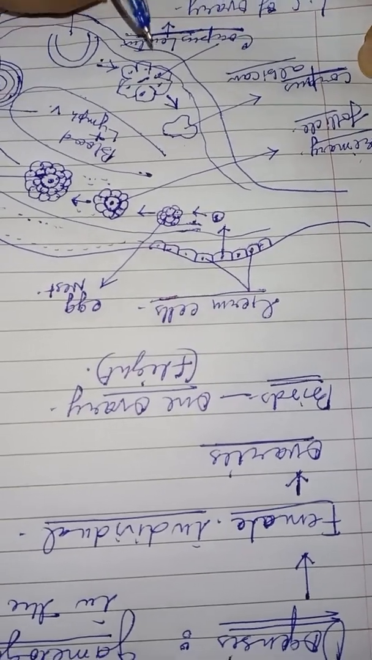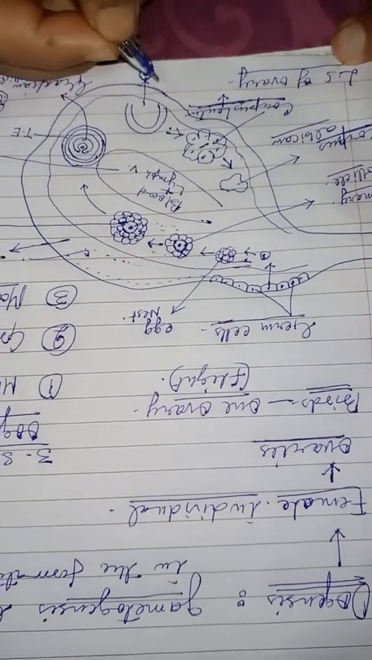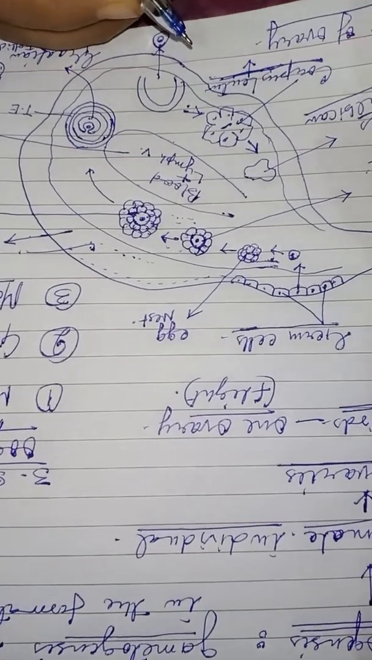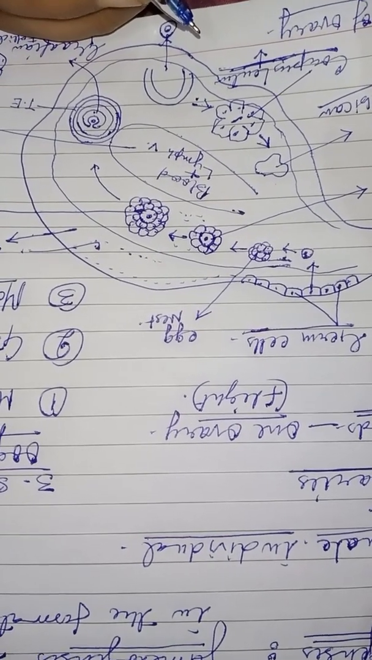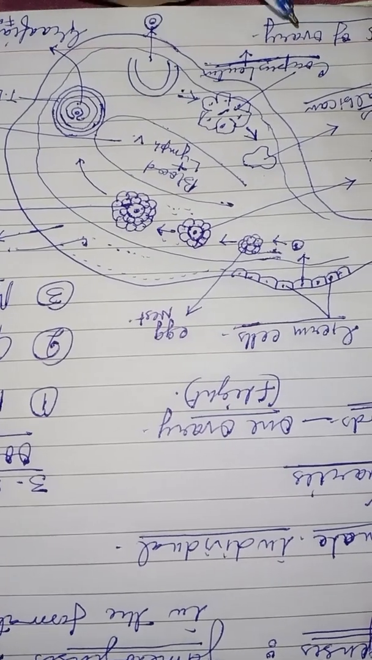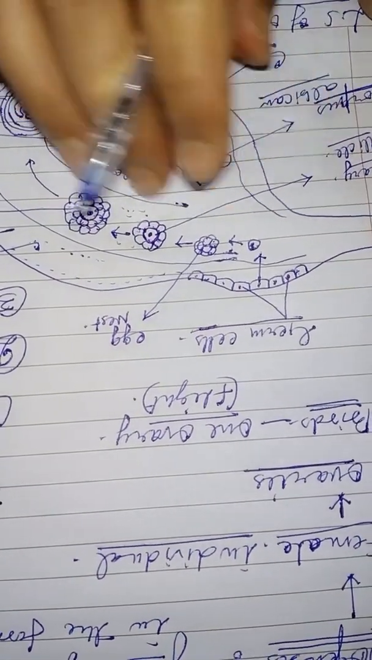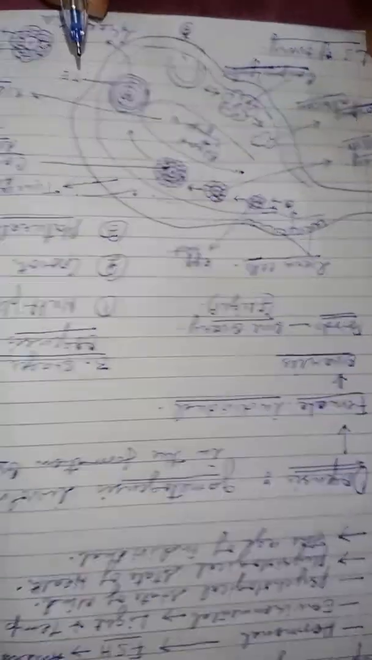Corpus albicans. And what happens to the corpus luteum when the egg gets fertilized? It continues secreting progesterone till the end of pregnancy. So this was all about the structure of the ovary, and how the egg or ovum develops in the ovary.